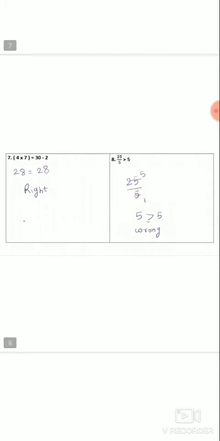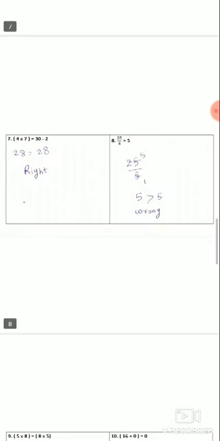Now see question number 7. 4 multiplied by 7, the answer is 28. And 30 subtracted by 2, the answer is 28. So it's right. Now 25 divided by 5.